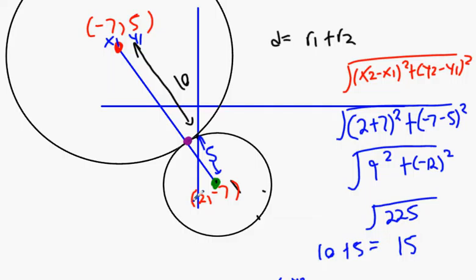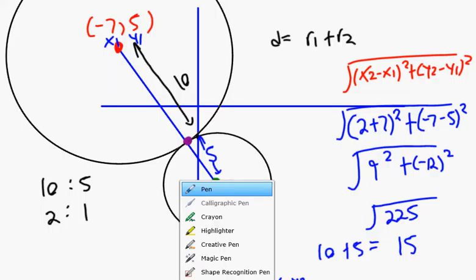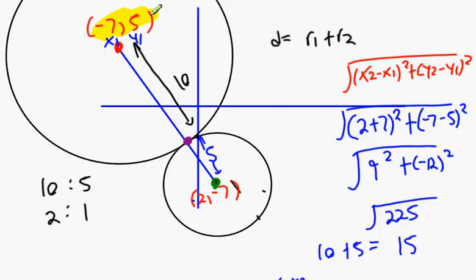Okay? And what we do is we can do this via a translation. Just stay with me for a minute. Would everybody agree that's 10 and that's 5? What is the ratio of 10 is to 5? 2 is to 1. Okay? Now, compare the two centres to each other: minus 7, 5 and 2, minus 7. Compare them to each other.